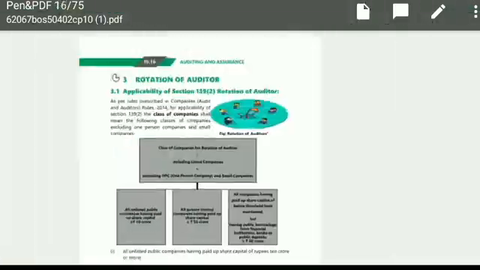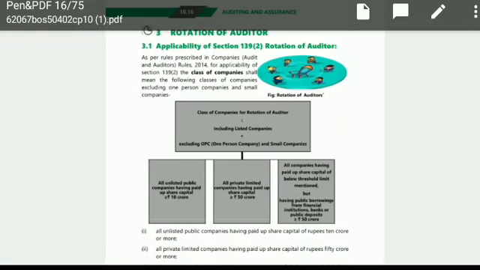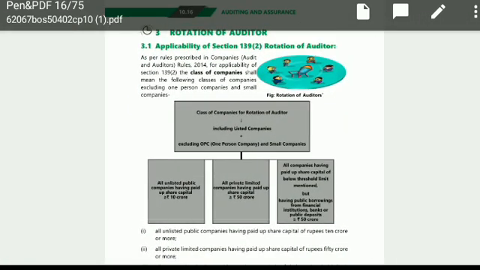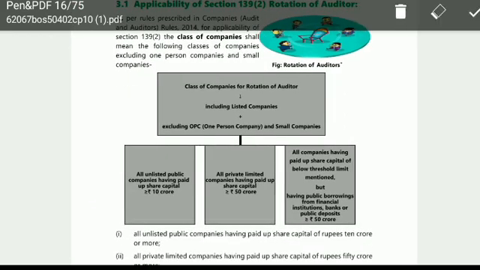Wait, let me show you. And please pick up your colored pens, pick up your sticky notes and write. Here you have to write unlisted public company, private limited company, and A or B, other than A or B, and listed company.